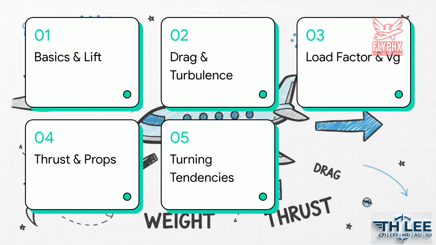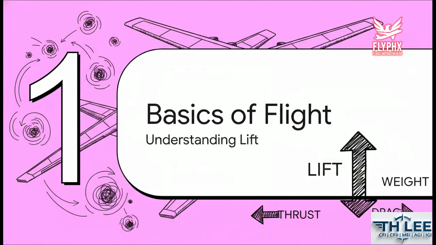We're going to systematically cover the basics of flight and lift, then tackle drag and wake turbulence. From there, we'll dive into load factors and the ever-important VG diagram, pull ourselves forward with thrust and propeller design, and finally, we'll conquer those sneaky left-turning tendencies. All right, let's jump right into Section 1, Basics of Flight and Lift.